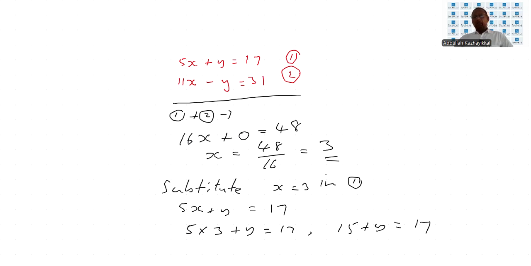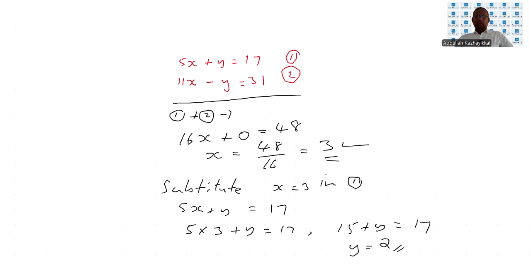We got the equation now, a linear equation in one variable. We studied how we can solve this one. x is equal to 3, we got the answer. Now we are finding y: 15 plus y is equal to 17. Tell me what is the answer of y now? 17 minus 15, that is 2. That means we got the answer. We solved the equation. Can you see?